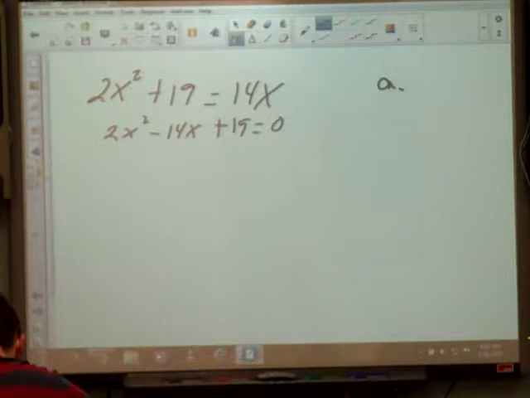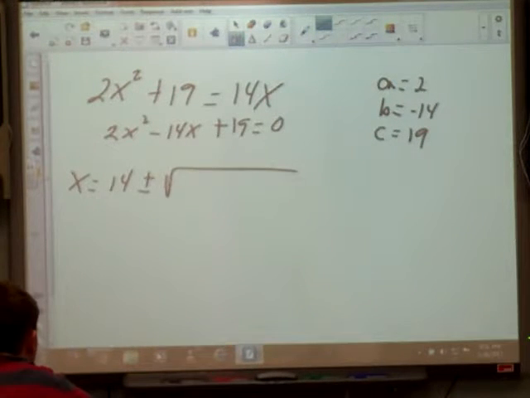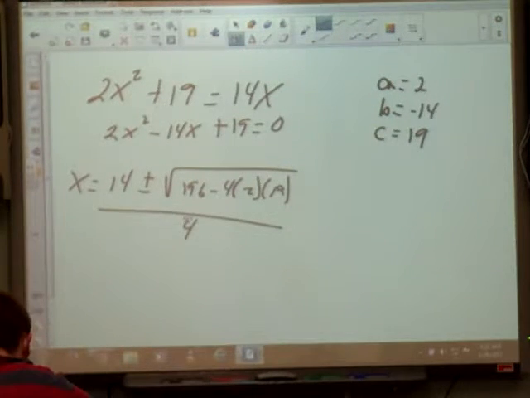Okay, now our a is what? 2. Our b, negative 14. And our c, 19. Now this one is going to be the first one that we looked at today that is not perfect squares, so I'll go ahead and work through this one with you. X equals negative b plus or minus the square root of b squared minus 4ac over 2a. Okay, I skipped some steps.